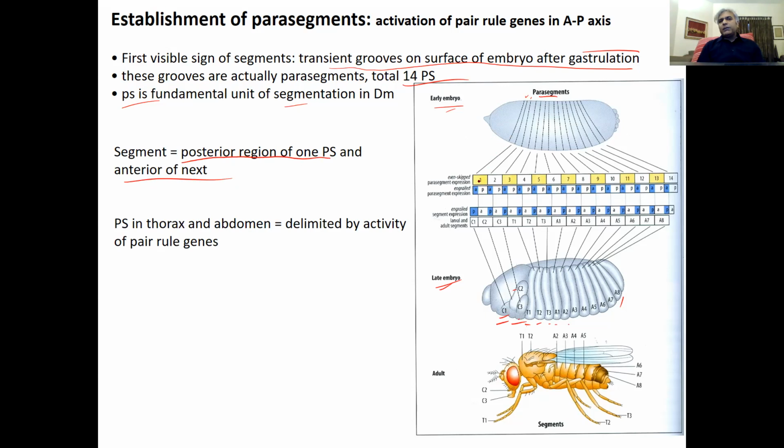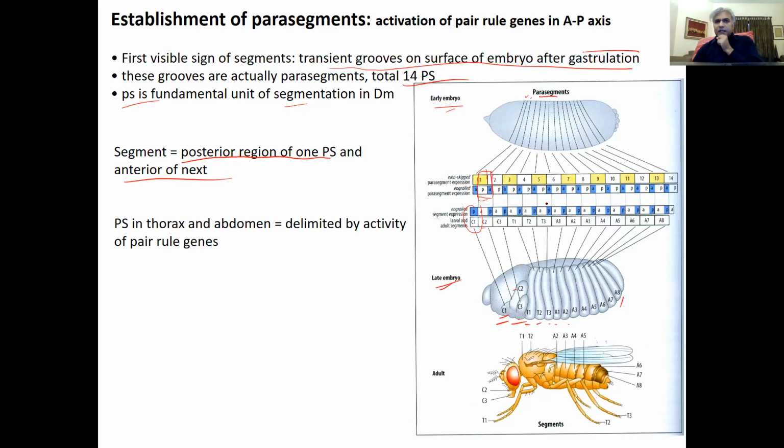If these are the 14 parasegments, 1, 2, 3, 4, 5, 6, 7, all the way to 14, then the posterior region of parasegment 1 and the anterior region of parasegment 2 are going to make C2, segment C2. And since there's no anterior of C1, C1 is just consisting of the anterior region of parasegment 1.